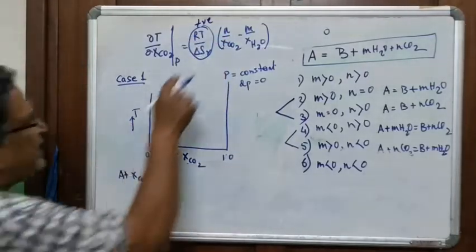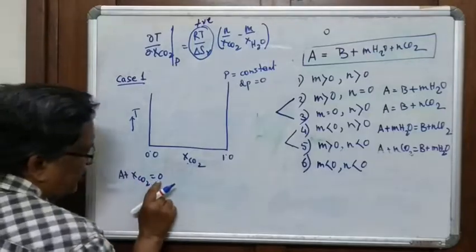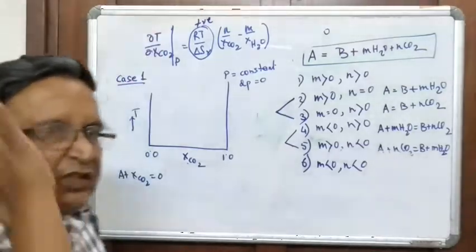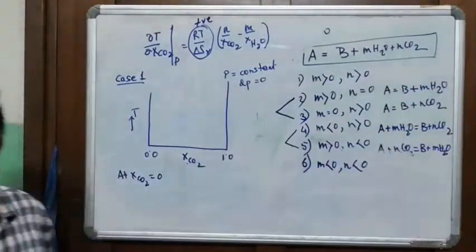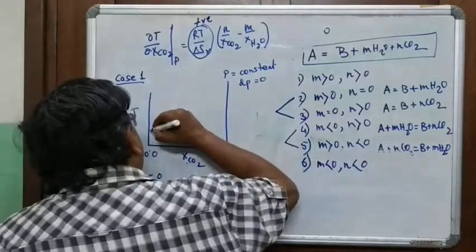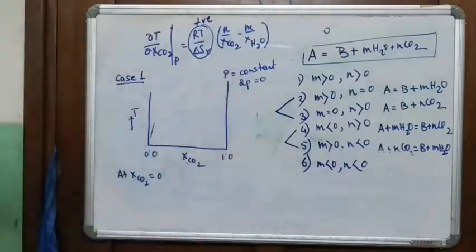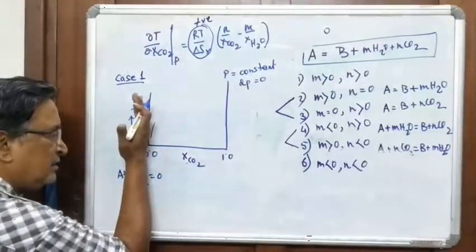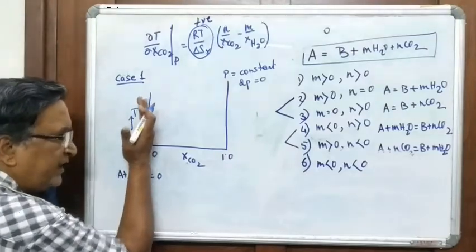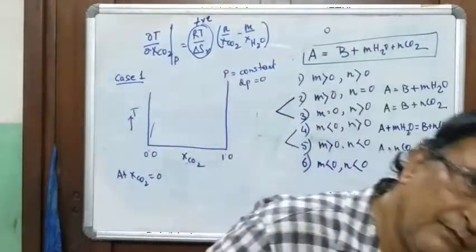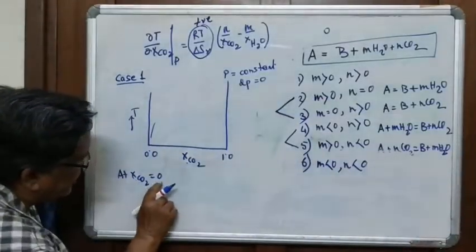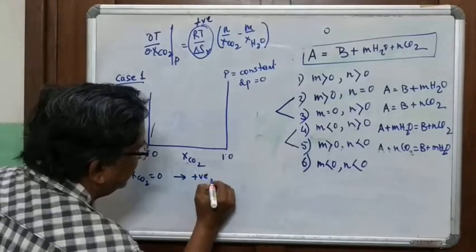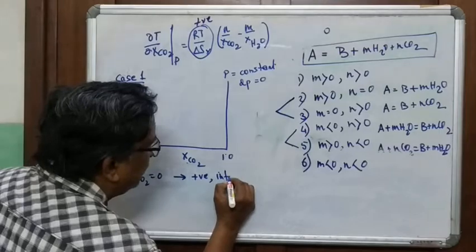So what happens is, if you have N by XCO2 and your XCO2 is close to 0, then this term is infinity, and infinity with a positive slope. If it's infinity with a positive slope, it's like this, the slope of the reaction. At XCO2 equal to 0, it's infinity, tan theta is 90 degrees, and the slope is positive. So here, at XCO2 equal to 0, the result is a positive infinite slope.